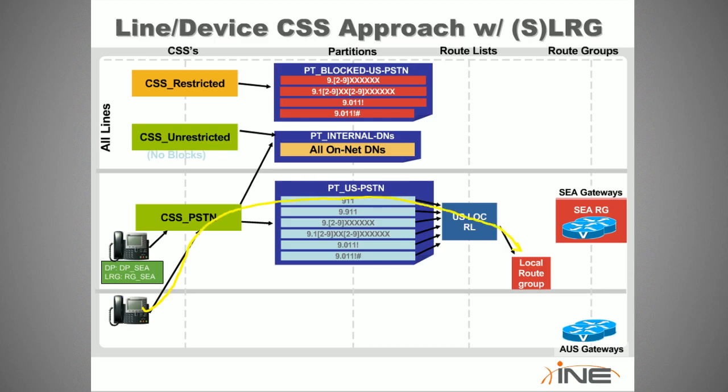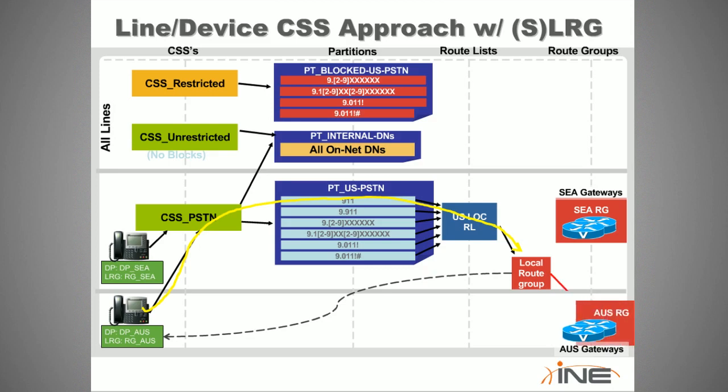Likewise, when an Austin phone dials 911, same pattern, same partition, same route list, same dynamic entity of local route group. Local route group goes back to the calling party and says, what's your device pool? Inside of there, what's your explicit route group? I found that it's the Austin route group. I'll replace myself with that route group, and the call is routed out to the Austin gateways via the Austin route group.